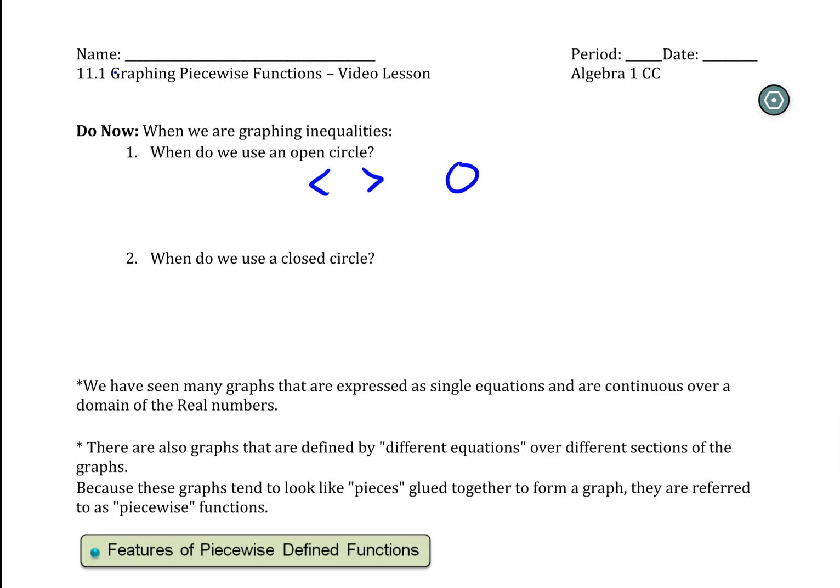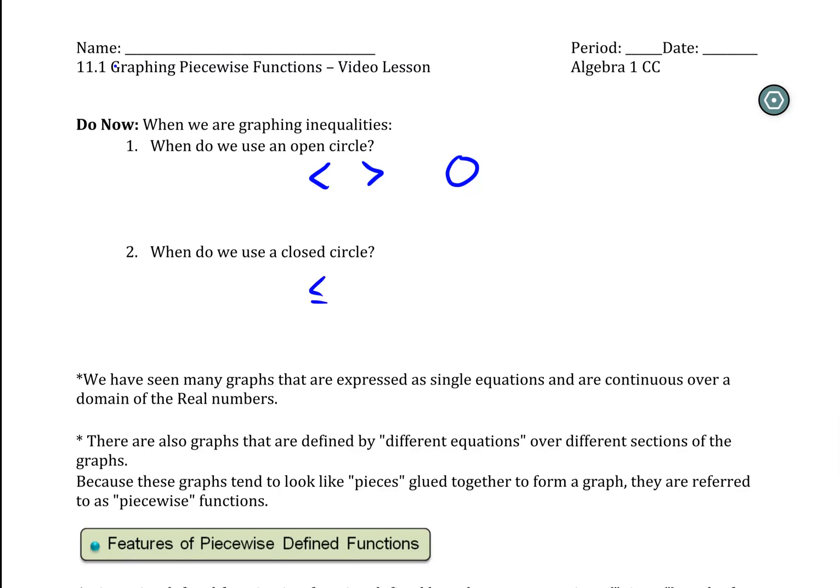For a closed circle, we're going to have a less than or equal to or greater than or equal to. That's going to give us a shaded or colored in circle. Also, it would be when it's equal to. That is also one. But more commonly when we're dealing with these things, you have inequalities, not just equal signs. But those are the things that you have to remember. So open circle for less than and greater than, closed circle for less than or equal to, greater than or equal to, and obviously equal as well.